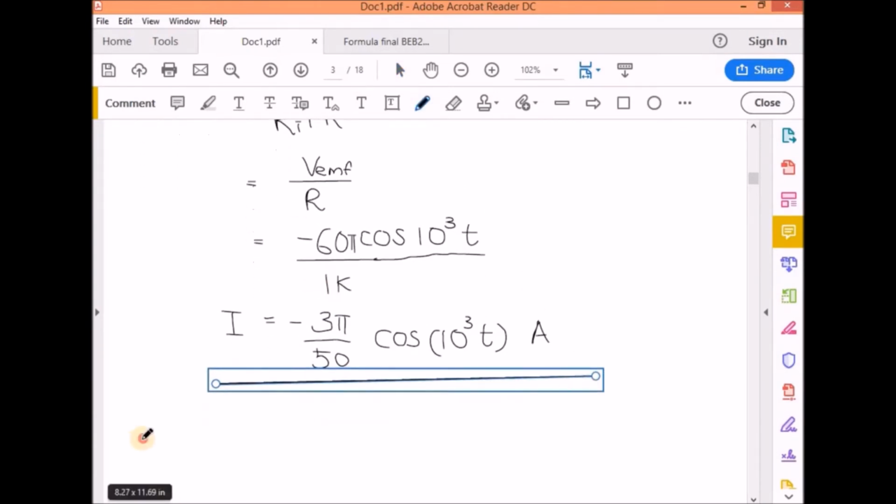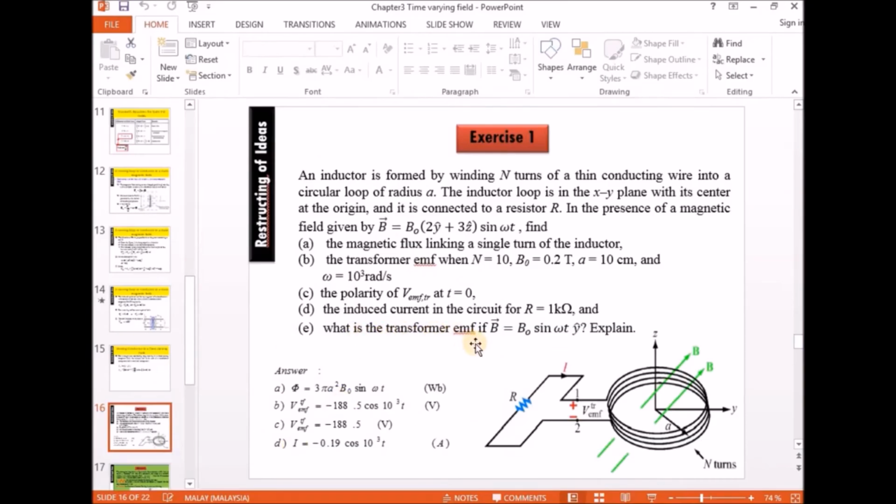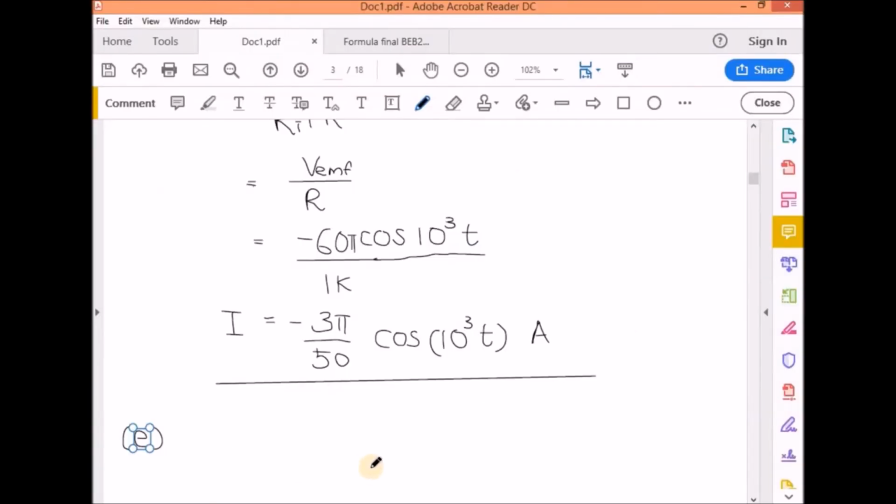Now, let's move on to the last one, E. What is E? What is the transformer EMF if now I change the B to this one? Initially you have your B, this one, am I right? Now I want to change your B to this one. Only Y direction, no more Z direction. What will happen? The flux equals to 0.